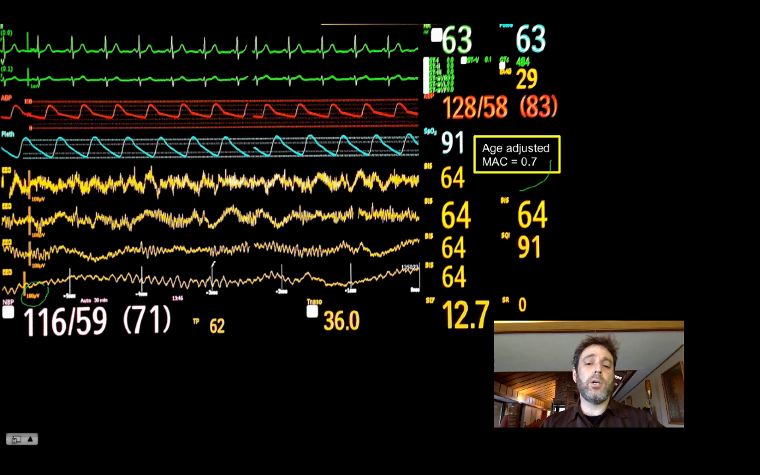So we have 10 hertz. So these are alpha spindles. The spectral edge frequency is 12.7. So the computer algorithm is suggesting that 95% of the frequencies are less than 12.7 hertz. And we're seeing that the spindles appear to be at about 10 hertz, so that's consistent.